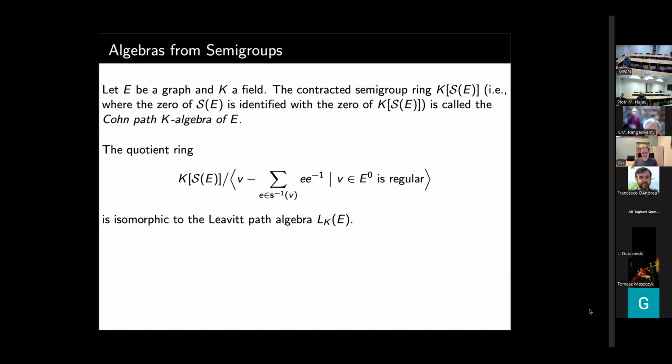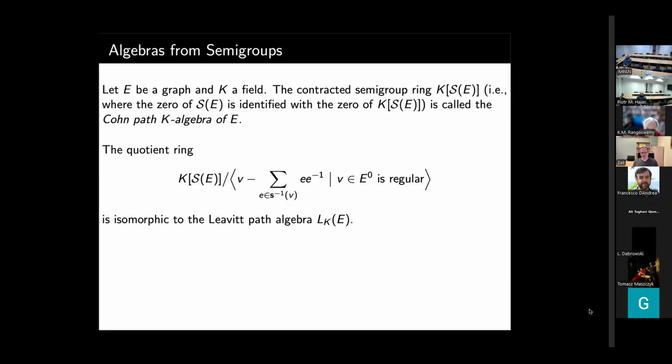The only thing that's missing is that CK2 relation that we didn't include. So if you just take that CK2 relation and generate an ideal with it and mod out by that, now you get a Leavitt path algebra. And this is my personal favorite way to define a Leavitt path algebra. Gene kind of gives me a mean look every time I say that, but there it is.